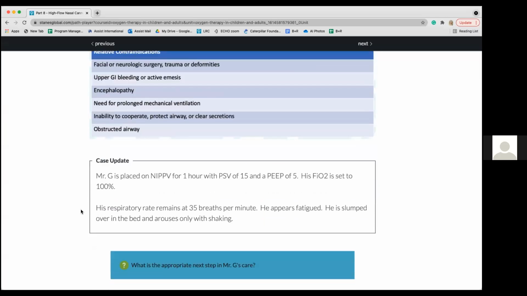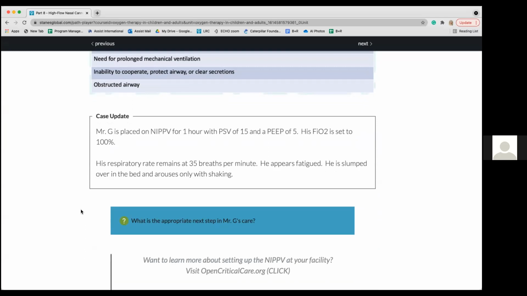So as we wind up today's session, let's look at how far we've gone with Mr. G. Mr. G is currently placed on a non-invasive positive pressure ventilation mode. He's been there for an hour with a pressure support of 15 and a PEEP of 5. His fraction of inspired oxygen is at 100%.